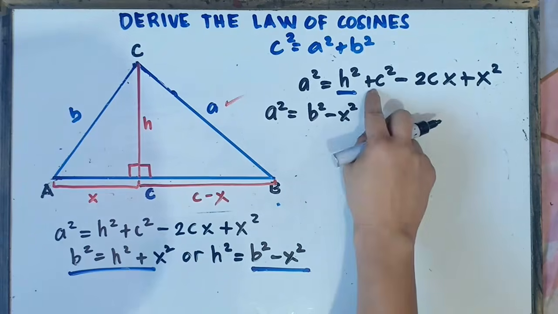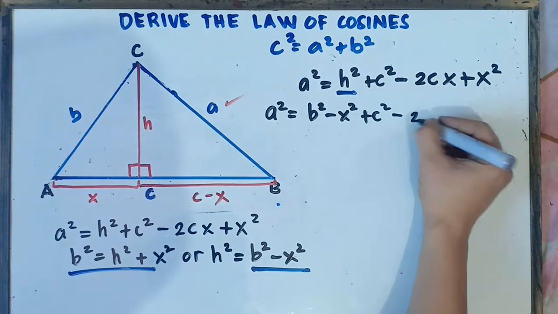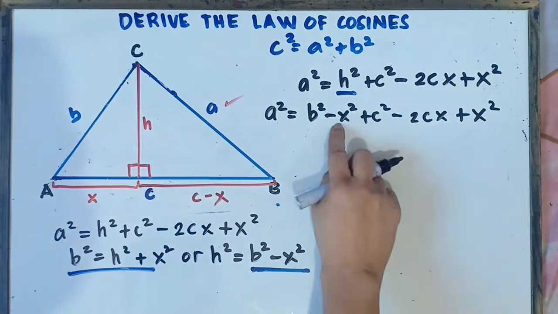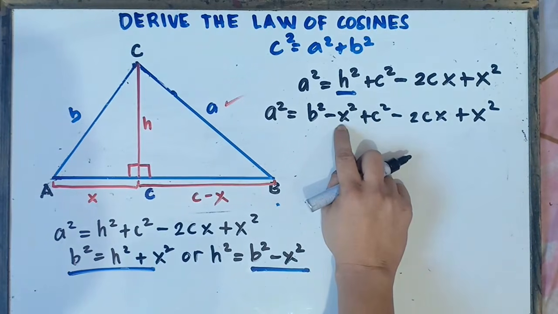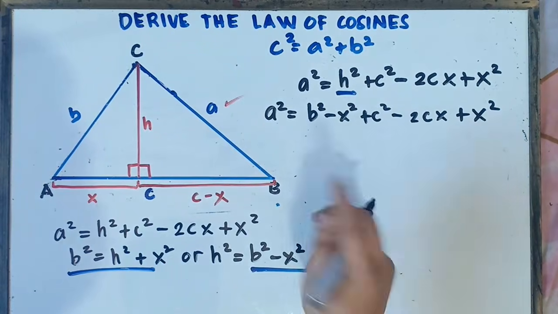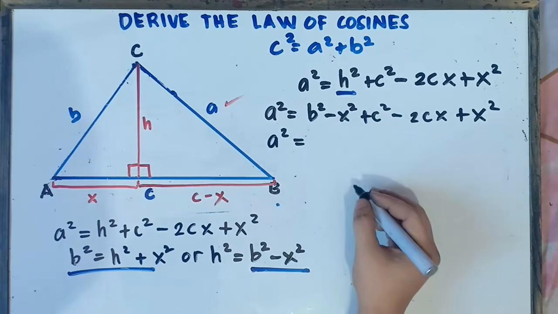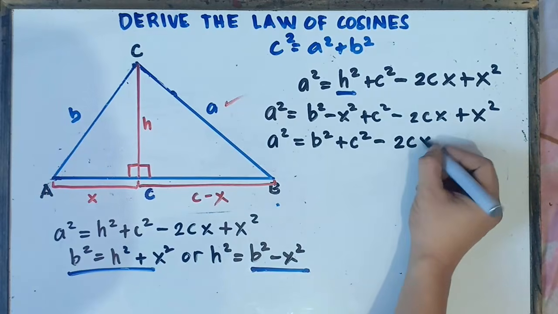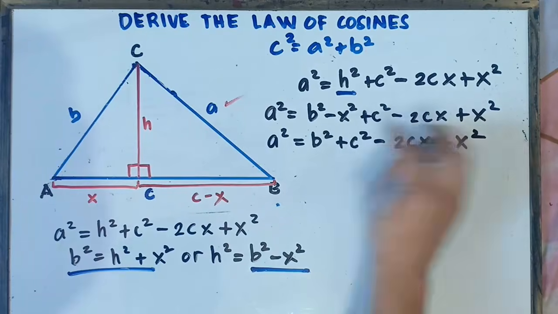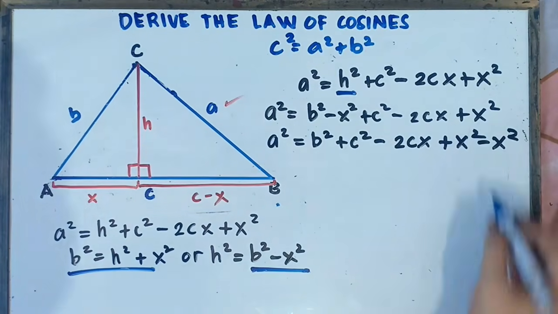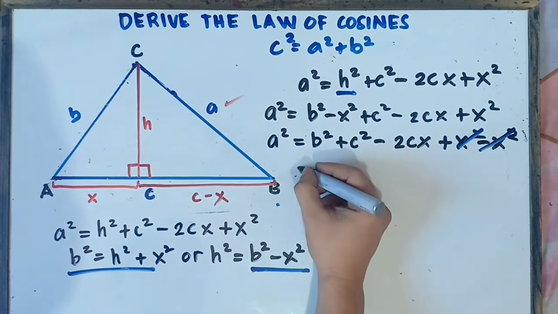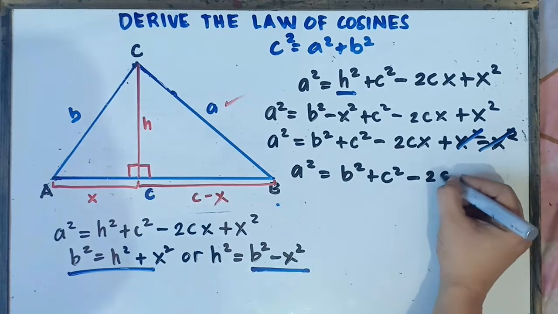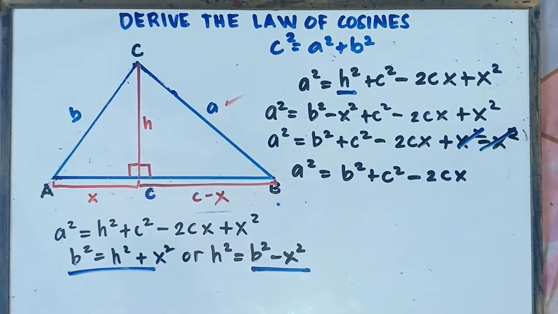So b squared minus x squared, copy this one, plus c squared minus 2cx plus x squared. And then arrange the formula because we can combine this one, negative x squared plus x squared. You can just simply cancel that out. So we can have a squared is equal to b squared plus c squared minus 2cx. Almost done, class.